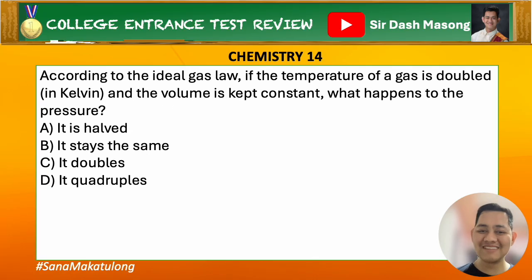Chemistry 14. According to the ideal gas law, if the temperature of a gas is doubled in Kelvin and the volume is kept constant, what happens to the pressure? A. It is halved. B. It stays the same. C. It doubles. Or D. It quadruples.